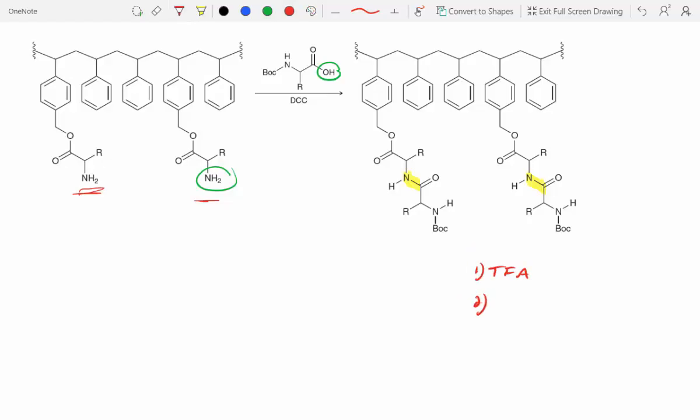Step 2 would be, let me clean this up, would be to have another Boc-protected amino acid and DCC, and do this over and over and over again. And that's essentially how solid phase peptide synthesis works. And then one of the last steps is just to cleave that ester linkage by doing a simple hydrolysis reaction, and it will pop off your polypeptide.